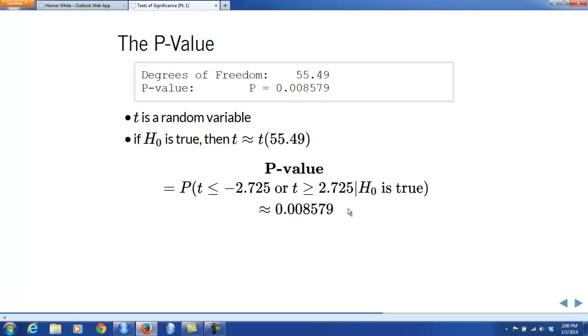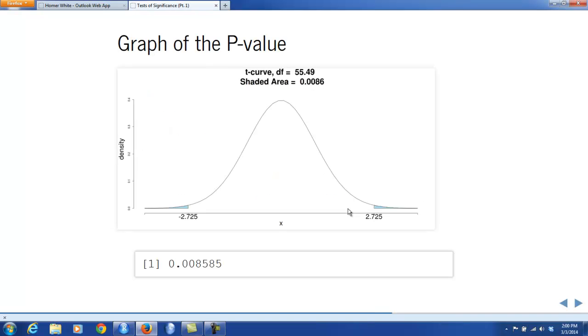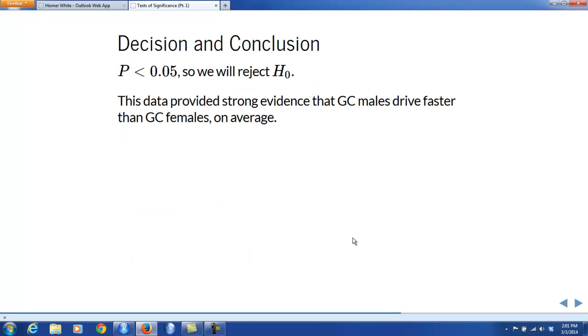That probability is pretty small, and indeed a graph shows that that's the case. In a t-curve with 55.49 degrees of freedom, there's not much area past 2.725 or before minus 2.725. So the p-value was a good bit less than our cutoff of 0.05, so we're going to reject the null hypothesis. Our conclusion is that this data provided strong evidence that Georgetown College males do drive faster than Georgetown College females on average.